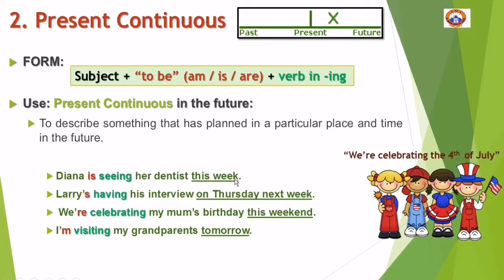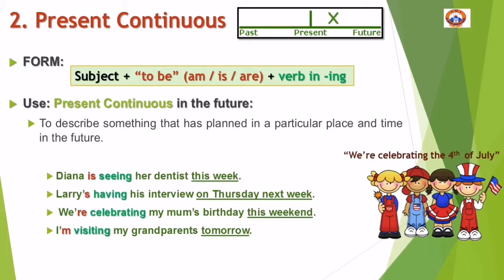All of these are keywords in the future, particular time, okay, or place and time in the future. I'm visiting my grandparents tomorrow. I'm planning for visiting my grandparents tomorrow in the future time. It's not a quick decision, by the way. I am planning for it. I have arrangements. I have an arrangement in order to visit my grandparents.